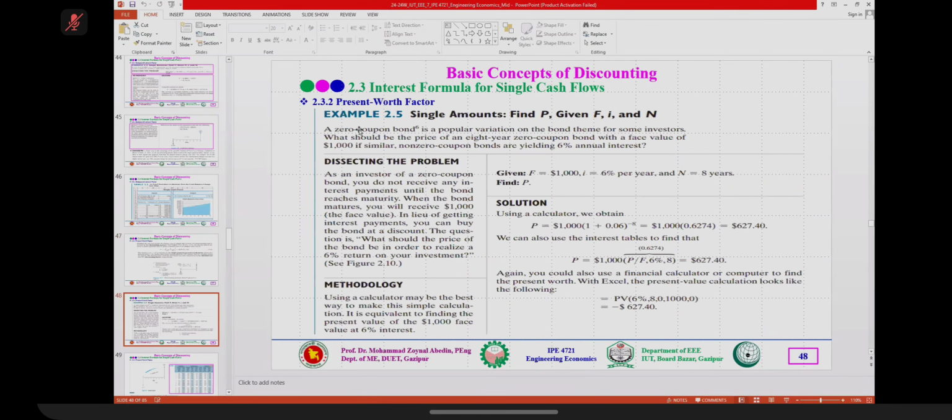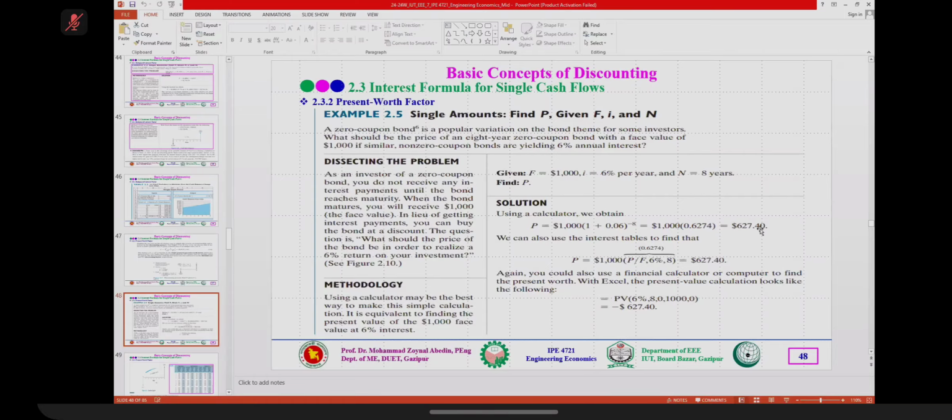I think you got the point. Now let's have an example. Example 2.5, single amount, find P given F, i, n. A zero coupon bond is a popular variation on the bond theme for some investors. What should be the price of an 8-year zero coupon bond with a face value of 1000 if similar non-zero coupon bonds are yielding 6% annual interest? So 1000 is the future value, i is given 6% and n equal to 8.